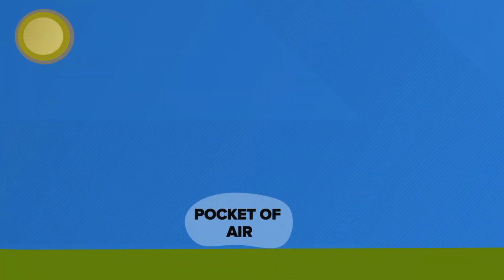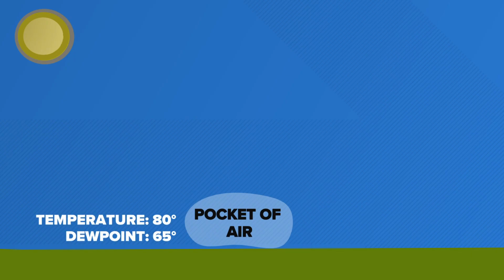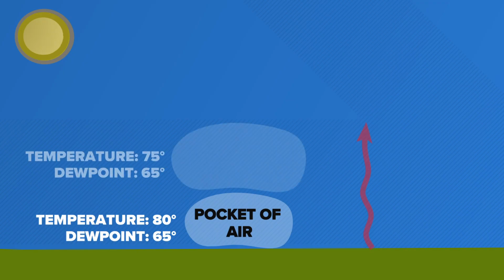Now, how does the cloud actually form, and how do we get those droplets to condense onto the cloud condensation nuclei? Well, it all happens as we have a pocket of air here at the surface where we live, and that's going to have a certain temperature and a certain humidity. In this instance, we're going to say it's 80 degrees with a dew point of 65. So that dew point, the higher the number, the more humid it is, and the lower the number, the less humid it is.